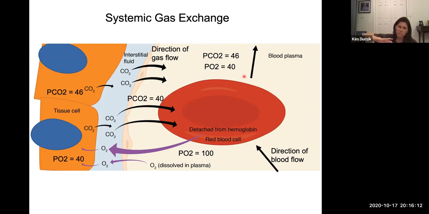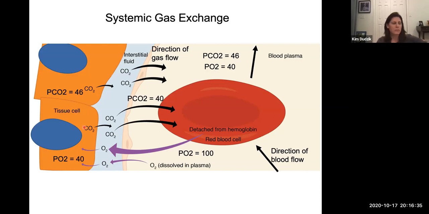Okay, but remember though, this blood keeps moving. So as the blood keeps driving forward, we keep bringing in a partial pressure of 40 again. So we can have a continuous flow of CO2 from the cells into the blood, and vice versa. We can have a continuous flow of oxygen from the blood into the cells.